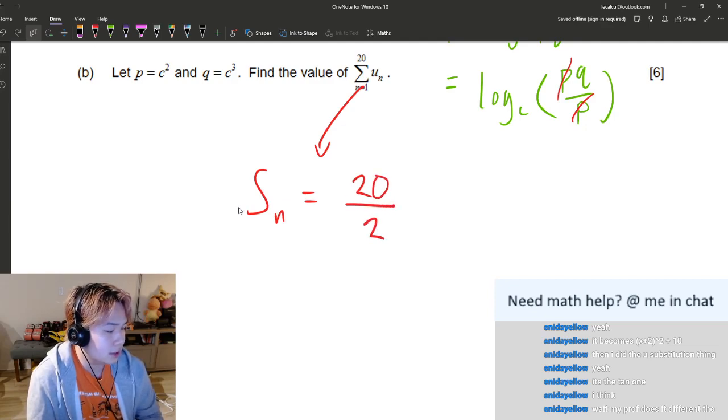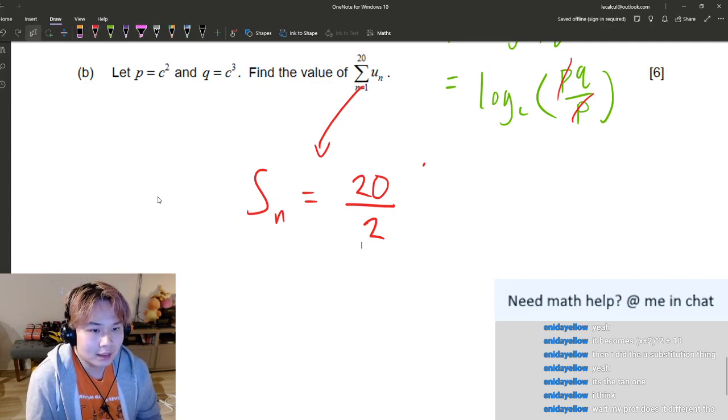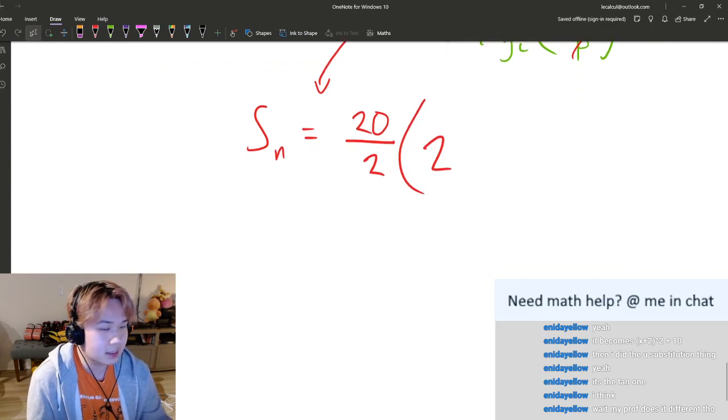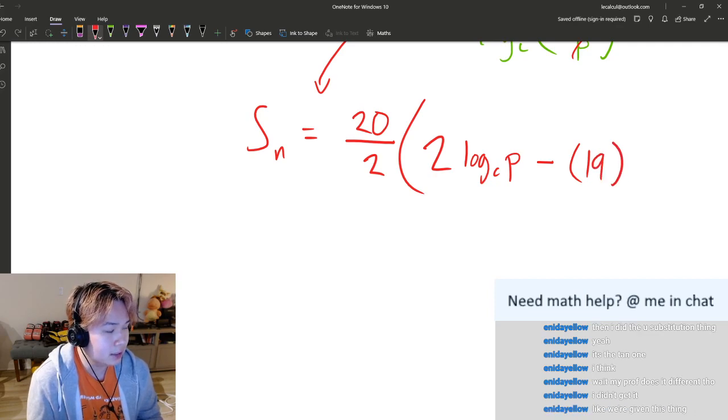I don't know. Well, if you know how your prof does it, then why are you asking me? Then, using the sum formula, u1, and then u1 is this, minus 20 minus 1 times d, which is log c q.